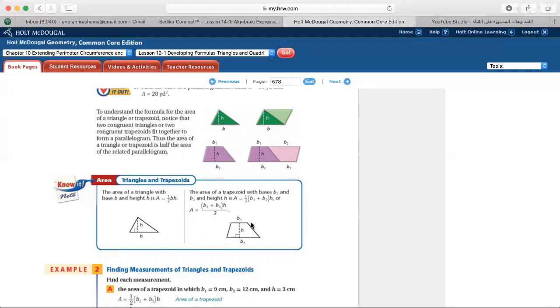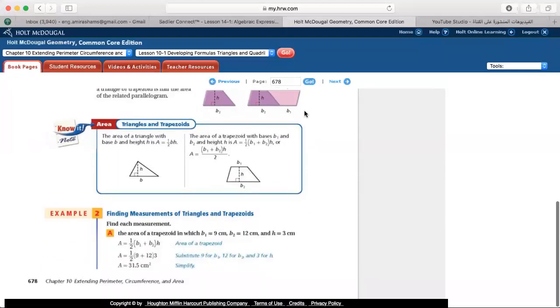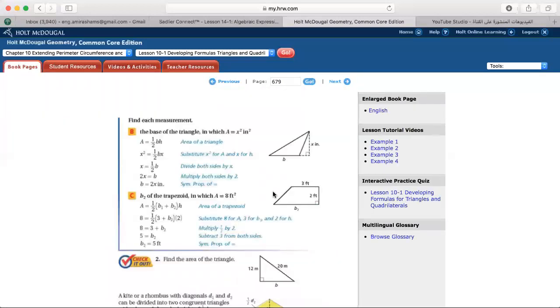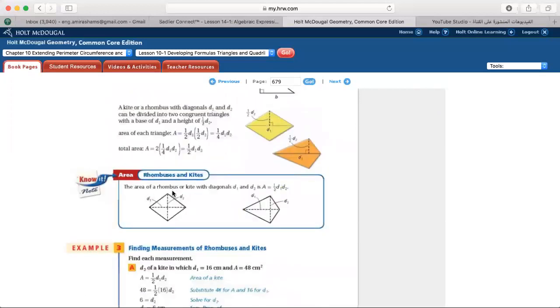B1 plus B2 multiplied by height over 2. And we learned also in this lesson the area of rhombus or kite with diagonals D1 and D2. Area is equal to half D1 and D2. The two diagonals are perpendicular on each other.